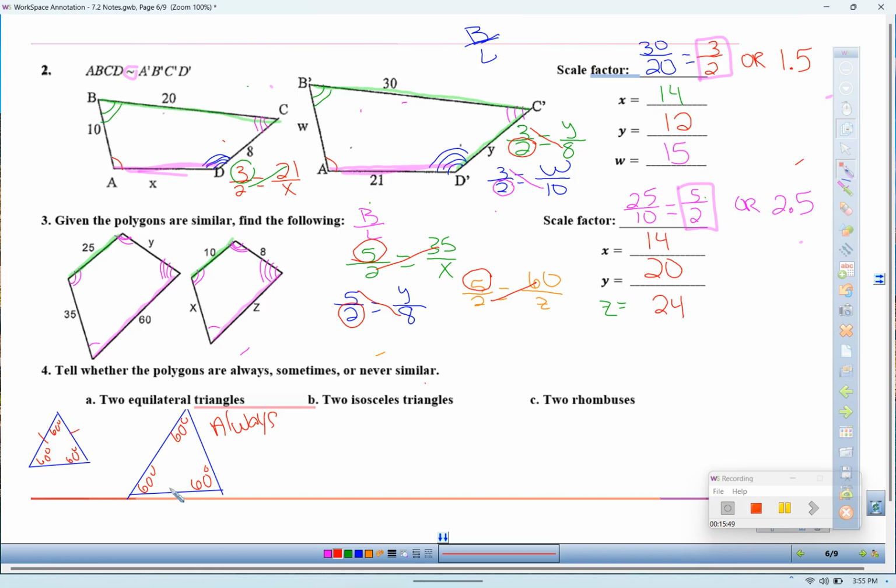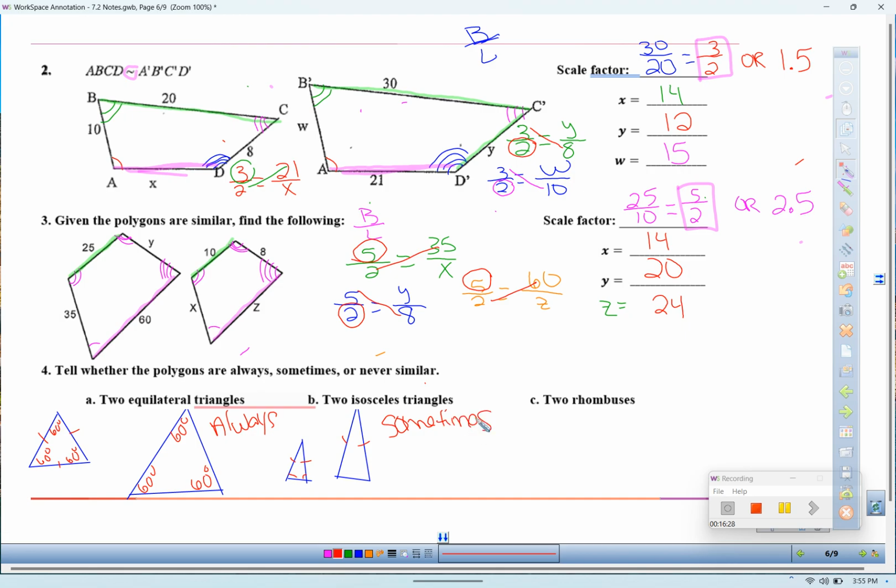All of these sides will be the same, but this may not be the same as this, but they will be in proportion. Okay? Two isosceles triangles. So isosceles, we could have where we have isosceles, the angles may or may not be the same. We could have this and this and this and this and base angles, but there might be something else different. So these are going to be sometimes. They could be similar, but they may not always be similar.